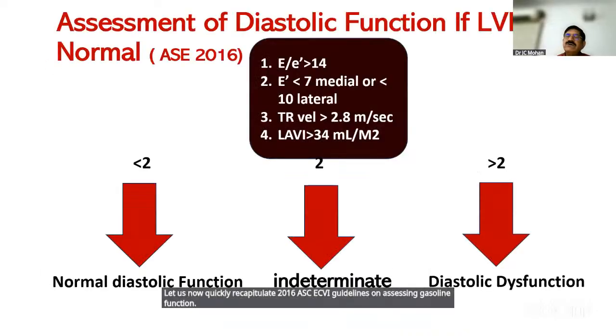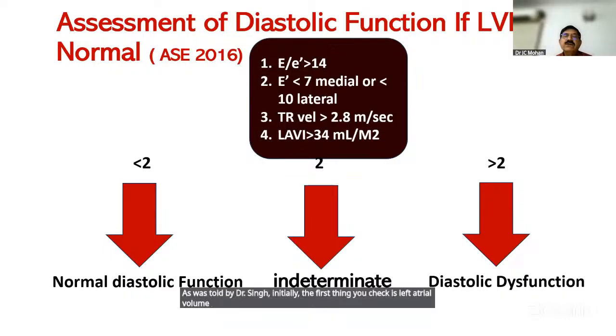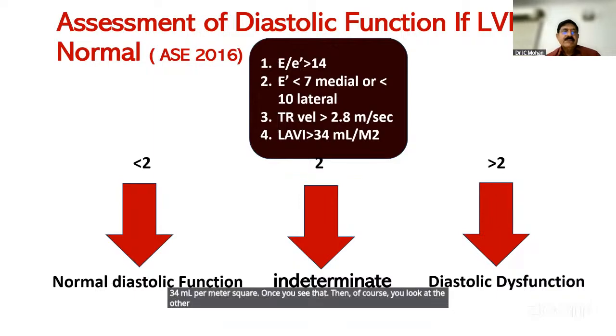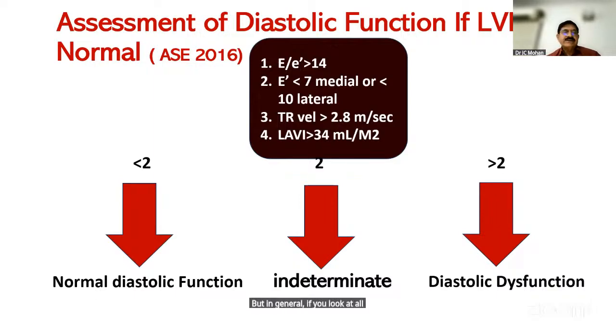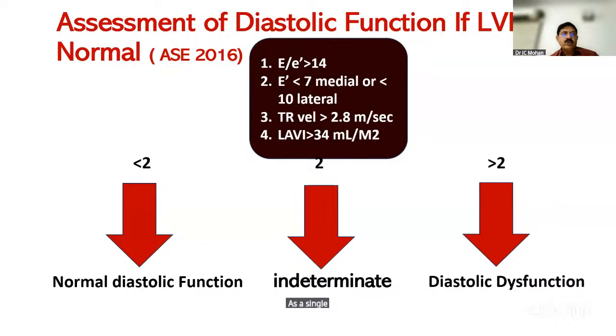As was told by Dr. Singh, initially, the first thing you check is left atrial volume, more than 34 ml per meter square. Once you see that, then of course you look at the other parameters. But in general, if you look at all the four parameters, and now here comes the difficulty: if there are two or less than two factors abnormal, it is normal diastolic function. Now it is difficult to digest that E to E prime ratio of more than 14 average as a single parameter would be called normal, but that is what those guidelines were.